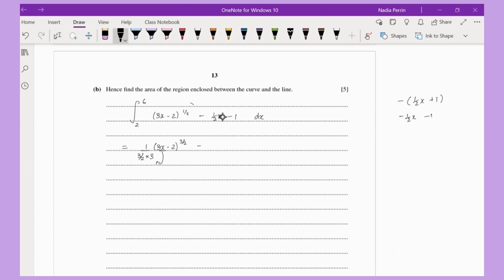Moving on to the next one, add 1 to the power, divide by the new power. Add 1 to the power, divide by the new power. And all of that is happening between 6 and 2. So if we tidy this up, if you go 1 divided by 1.5 times 3 on the calculator, you will get 2/9.